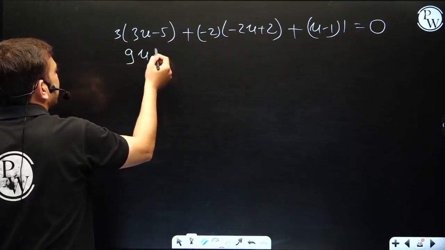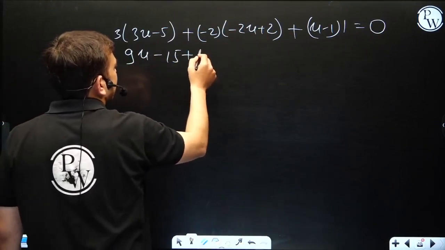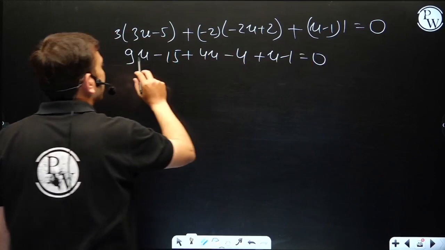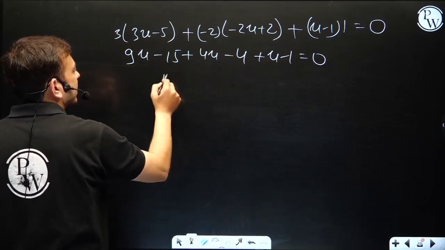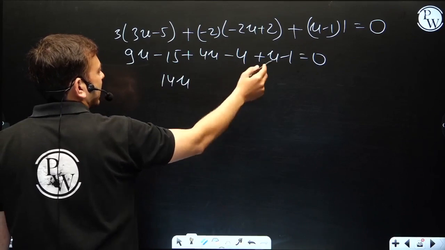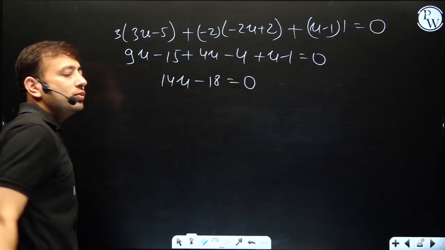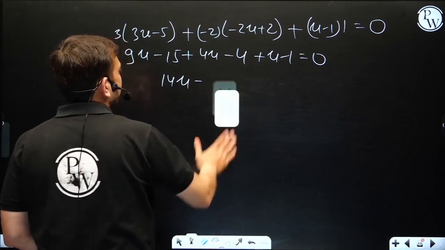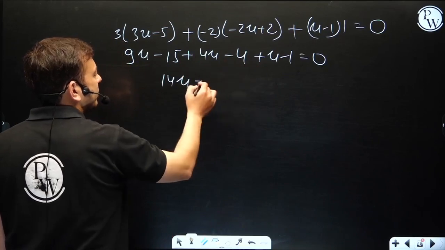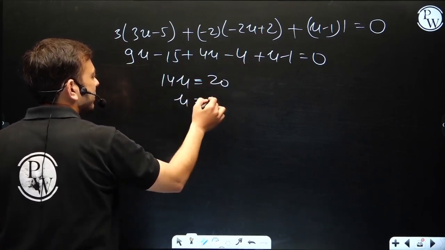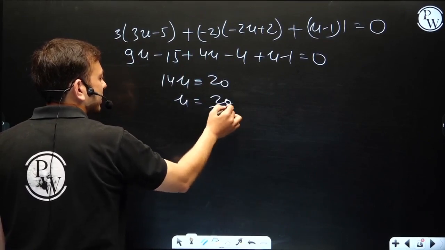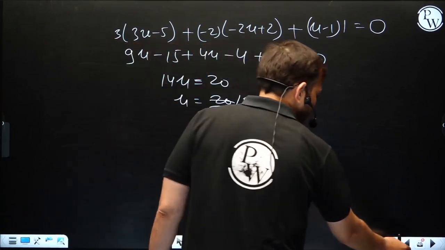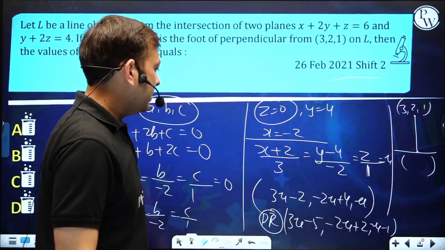So 3 threes are 9 mu, 3 fives are 15. Then 2 twos are 4 mu minus 4 plus mu minus 1. So 9 plus 4 plus 1, 14 mu, minus 15 minus 4 minus 1, minus 20, equals 0. So mu is equal to 20 by 14. So mu will be 10 by 7.